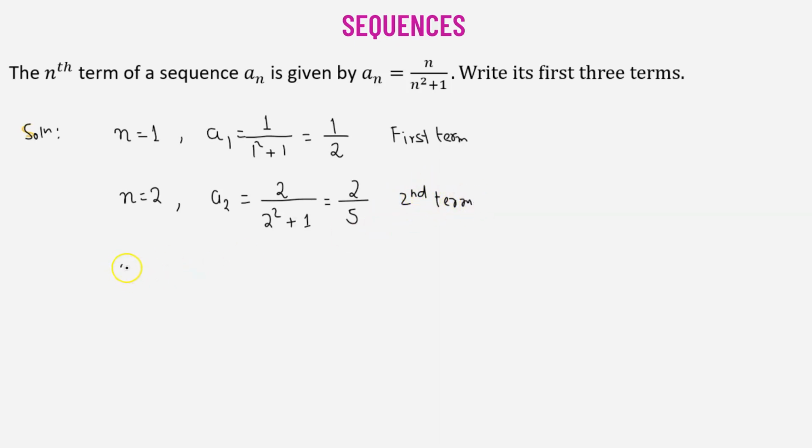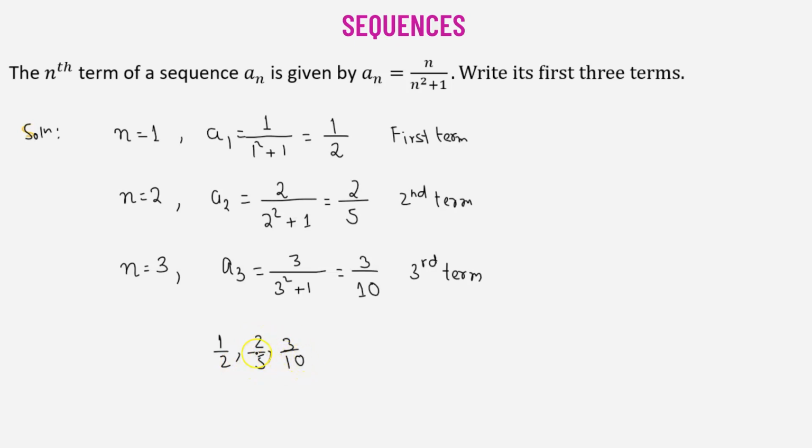And for the third term of the sequence, we have to use n equals 3. So a3 equals 3 divided by 3 squared plus 1, which equals 3 divided by 9 plus 1, which is 10. So we have 3 over 10, the third term. That means the three numbers in the sequence represented by an are 1/2, 2/5, and 3/10.